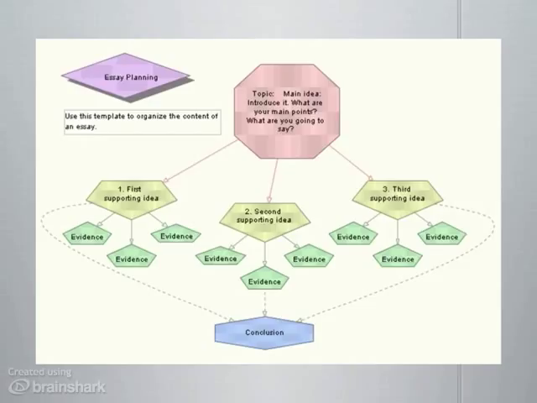Here is an example of how you might help visualize what your paper will look like. This will help you to make sure that you have one idea per paragraph to keep your paper organized and flowing. And it also makes sure that you have evidence to support each of your ideas in each paragraph.